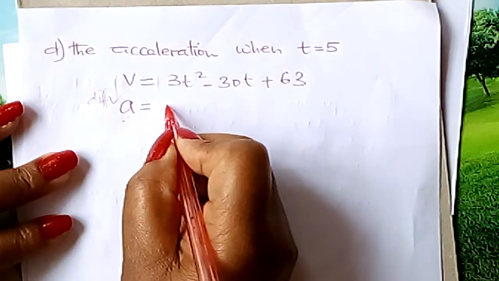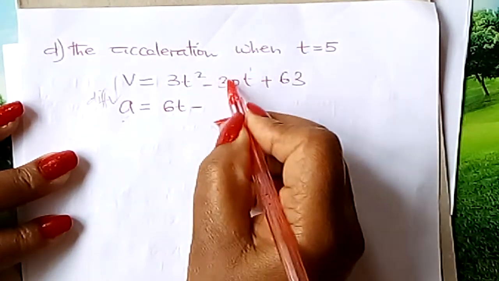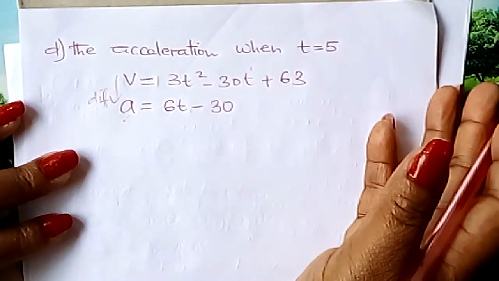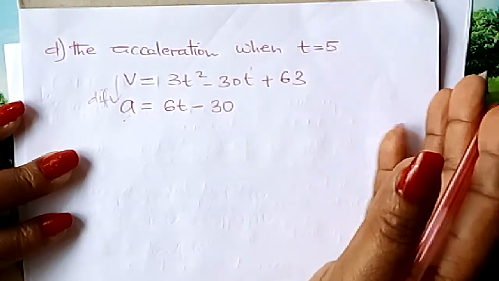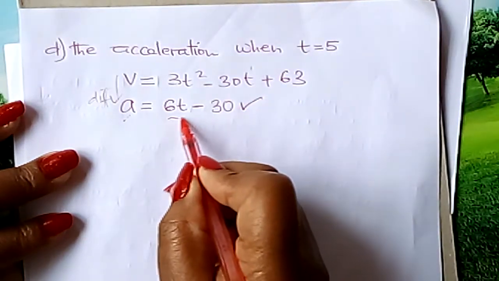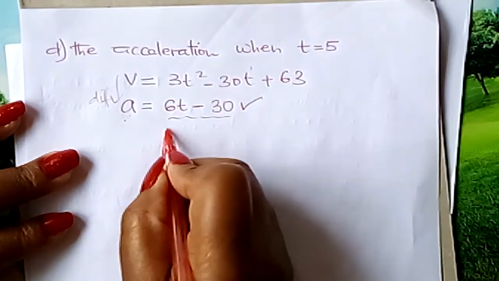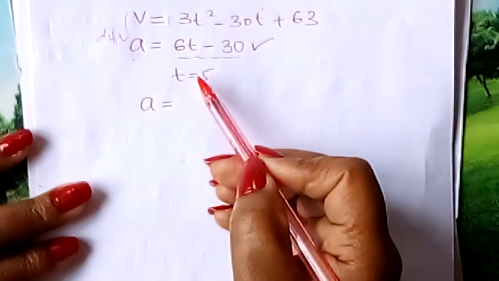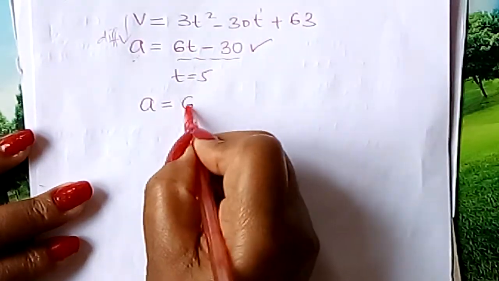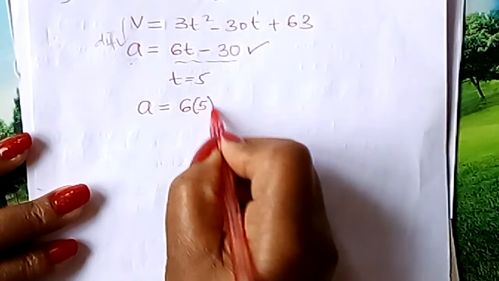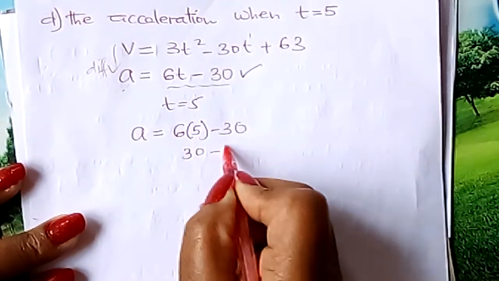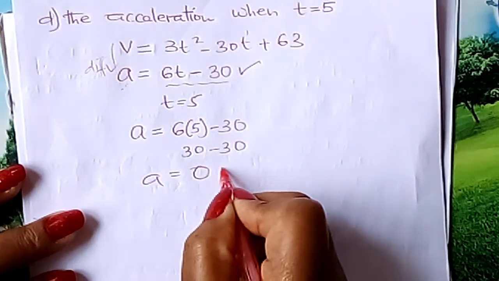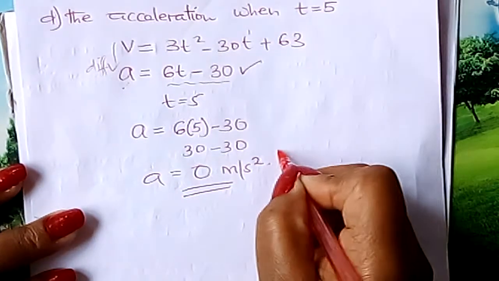So differentiate this, you get 6t minus what? Bring this down, 30. T raised to 0 is 1. Differentiating a constant, you get 0. So learner, this is our expression for acceleration. So at t is equal to 5, what is the acceleration? You just substitute 5 here, in the expression of acceleration. So this is 30 minus 30, which gives you 0. So acceleration is 0 meters per second squared.